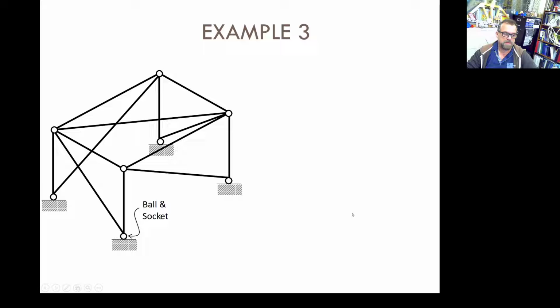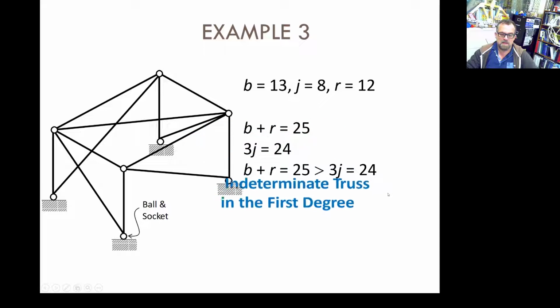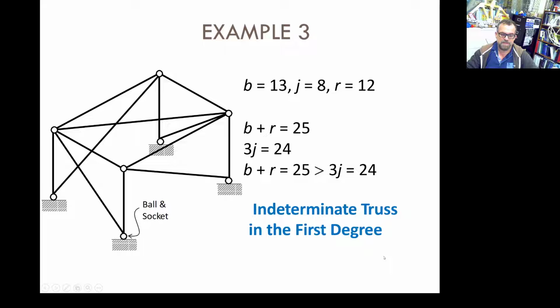This one, I don't know about you, but I already saw it. But count. How many reactions? 3, 6, 9, 12. And I'm not going to count the bars or the joints. I have them here. So you have 12 reactions because those are ball and sockets, 12 reactions, 8 joints, 13 bars. Bars plus reactions, 25. 3 times joints, 24. That means that it's statically indeterminate of first degree. And so on. You keep applying the same equations.